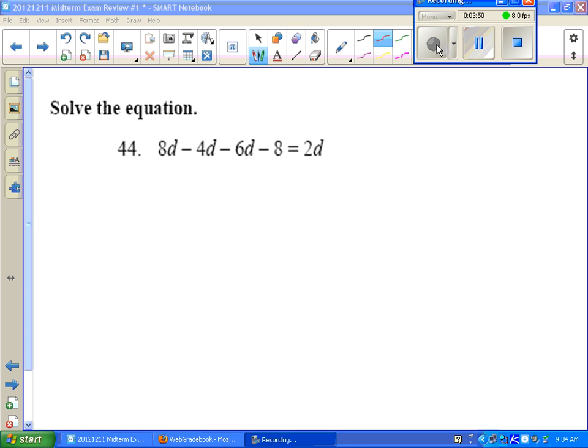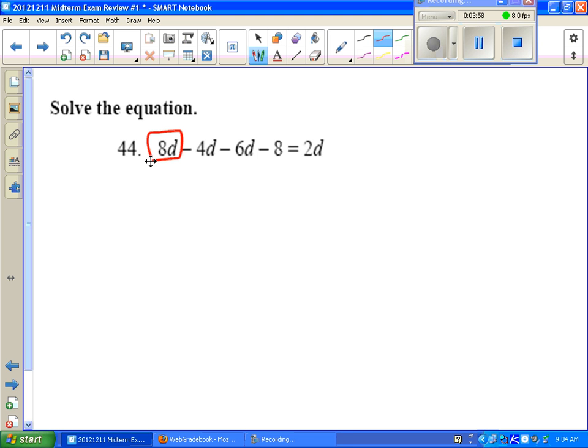Okay, for number 44, 8d minus 4d minus 6d minus 8 equals 2d. You need to put all of your like terms together. We have 8d, we've got minus 4d, and we've got minus 6d. All of those are d terms. So 8d minus 4d is 4d, and 4d minus 6d will be negative 2d. Bring down your minus 8 equals 2d.